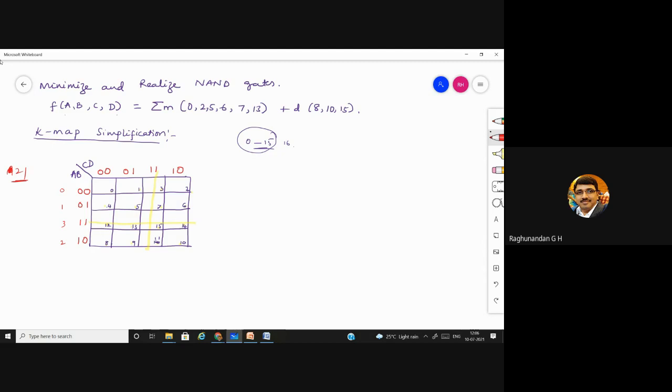Okay. Now, wherever you have m of 0, 2, 5, 6, 7, 13, at those places you mark 1. And wherever you have d, which indicates don't care, you mark it as X. That means based upon your convenience, you can consider it as 0 or 1. It is don't care, we can consider anything.